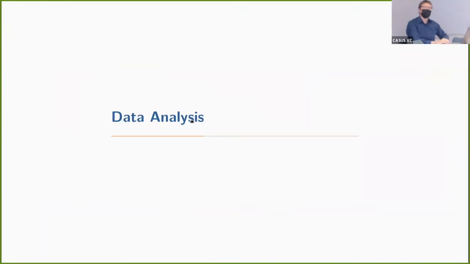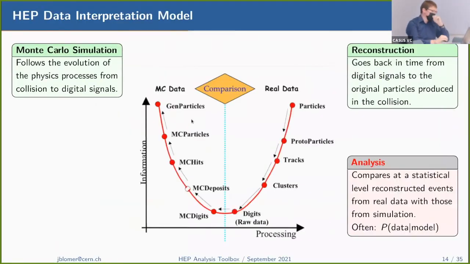Okay, and then at some point you come to the data analysis step. So you have the data interpretation model. What you're interested in oftentimes is the probability of seeing this and that data given this and that model. So you have a simulation with certain assumptions, and then you compare that to what you have measured in the data. The simulation goes from the event generators to the simulated detector signals, and the real data goes the opposite way. You have the detector signals and you reconstruct what has probably happened in reality.